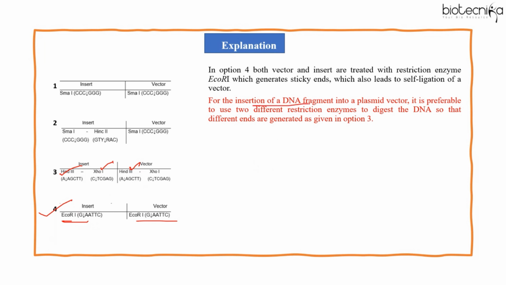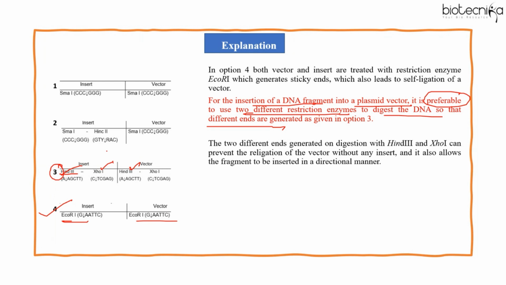For the insertion of a DNA fragment into a plasmid vector, please note this is a very important concept, that it is preferable to use 2 different restriction enzymes to digest the DNA, so that different ends are generated, as you can see in option 3. If we are cutting with HindIII and XhoI, different ends are generated, and because of that, there will be the least probability of self-ligation. Here you have one end cut with HindIII, another with XhoI. So obviously there are 2 different ends.